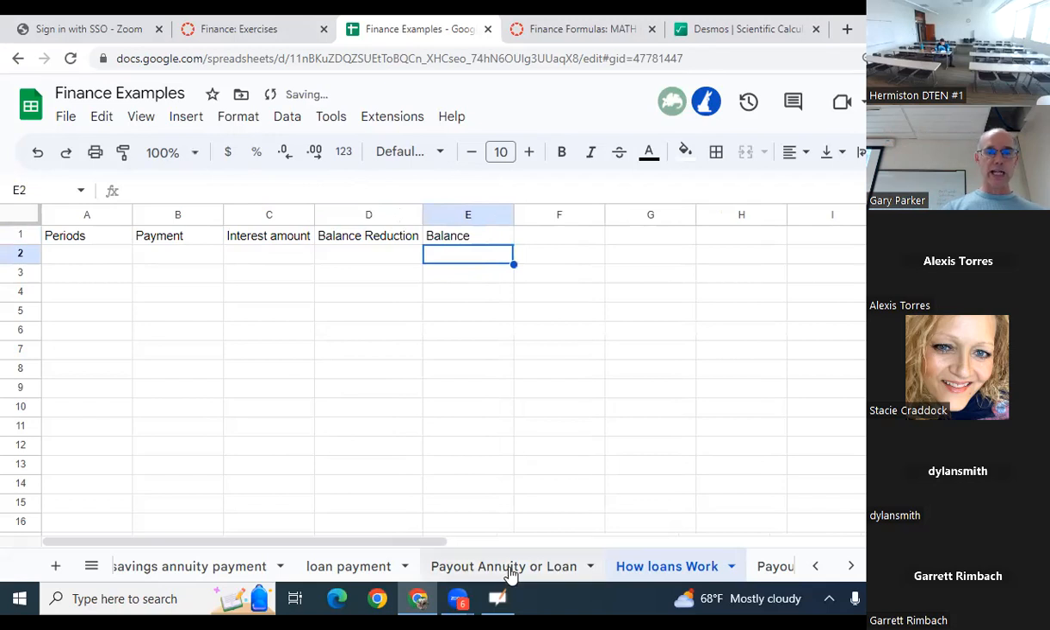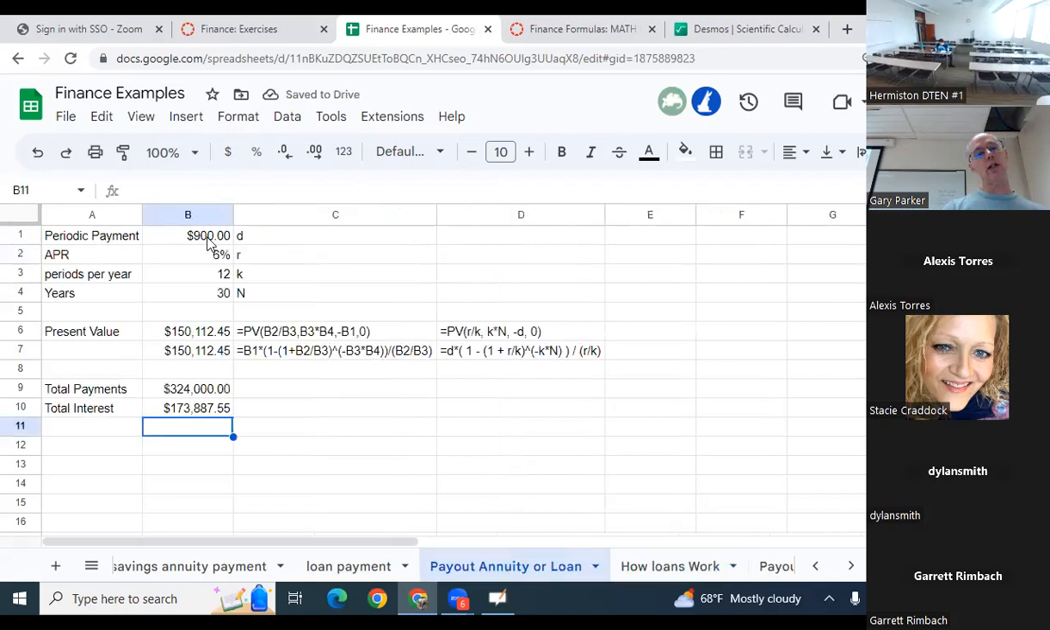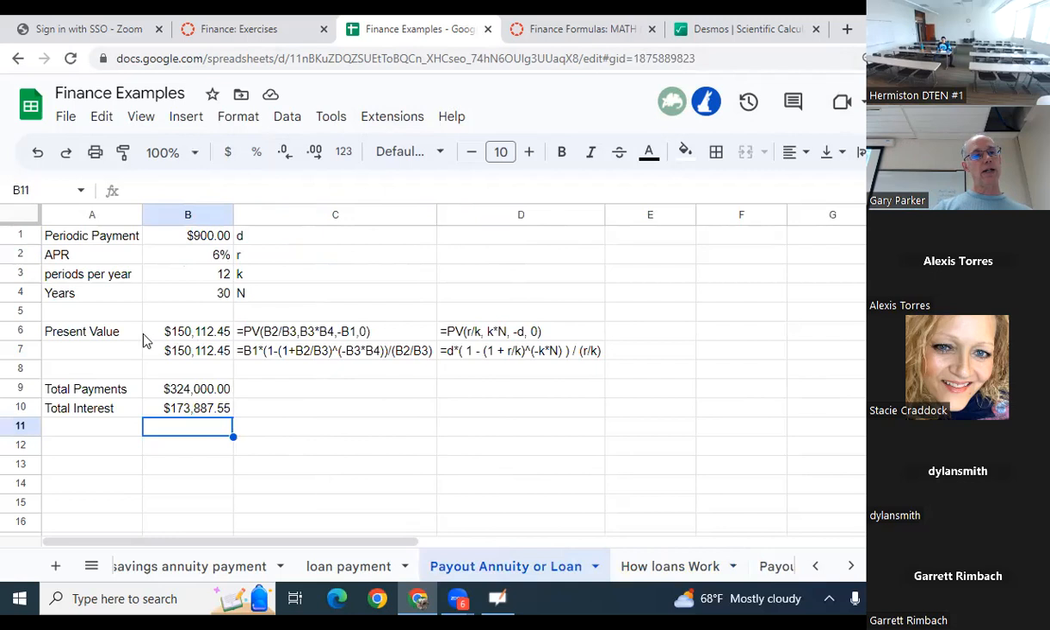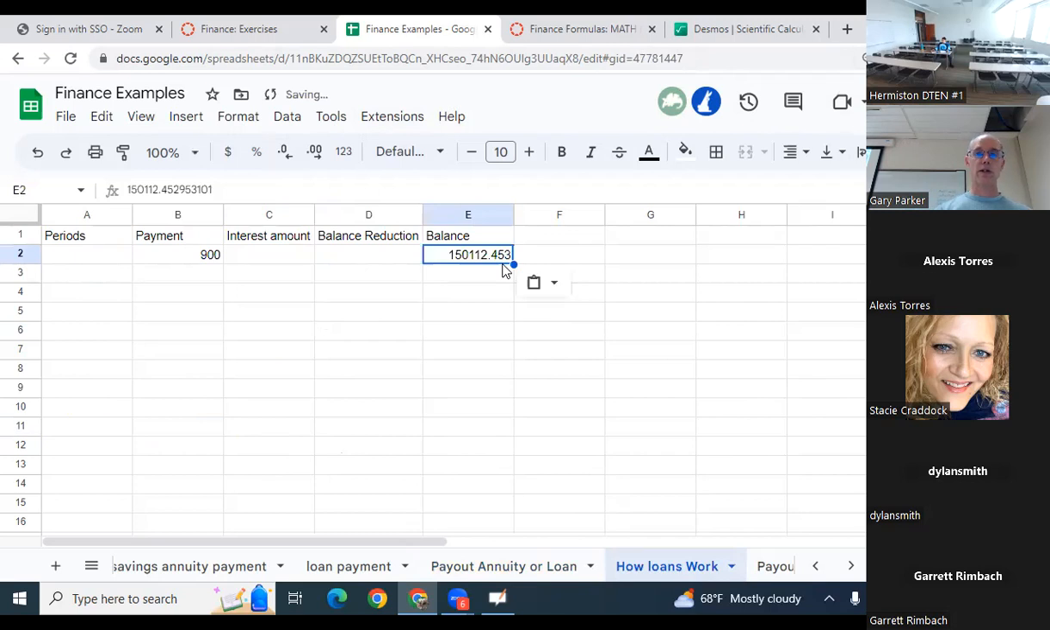I'm going to use the previous example to do this. So here we were using a $900 payment. I'm going to put that in here. So my payment is going to be $900. To calculate the interest, I need to know the interest rate and I need to know the balance. So according to my previous problem, my loan balance was, copy that, $150,112.45. And here put in a fraction of a cent. Let's clean that up a little bit.